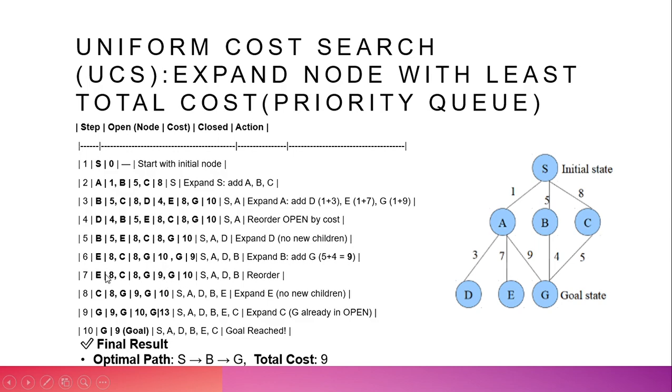Next element in the queue is E. We have to check whether E is a goal node. As E is not a goal node, and further children are not present, E we will close under step 8.